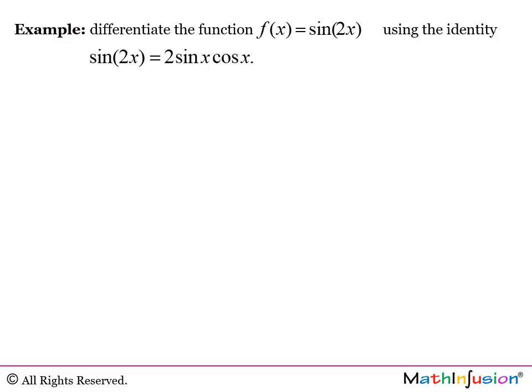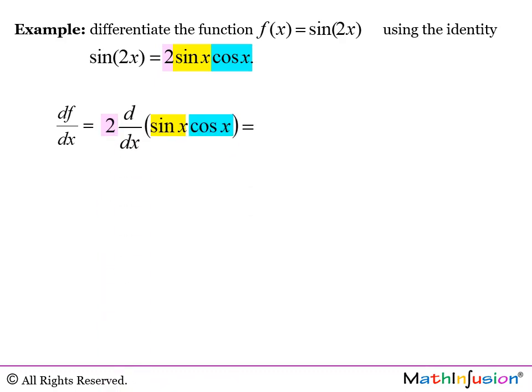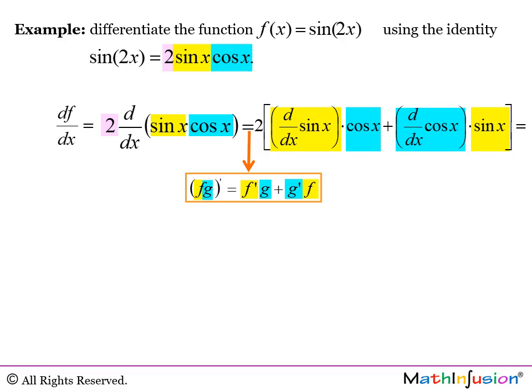Example: differentiate the function f(x) equals sine of 2x using the identity sine 2x equals 2 sine x times cosine x. For the 2, we can use the constant rule, and then we will use the product rule for the product of sine x with cosine x. We differentiate the first times the second plus differentiate the second times the first.